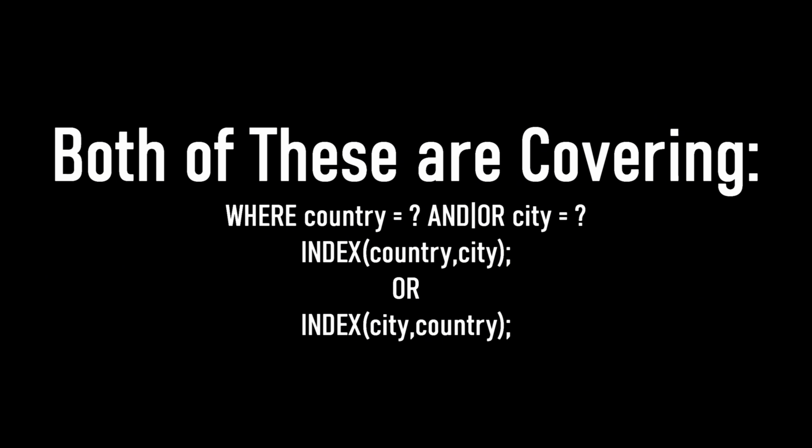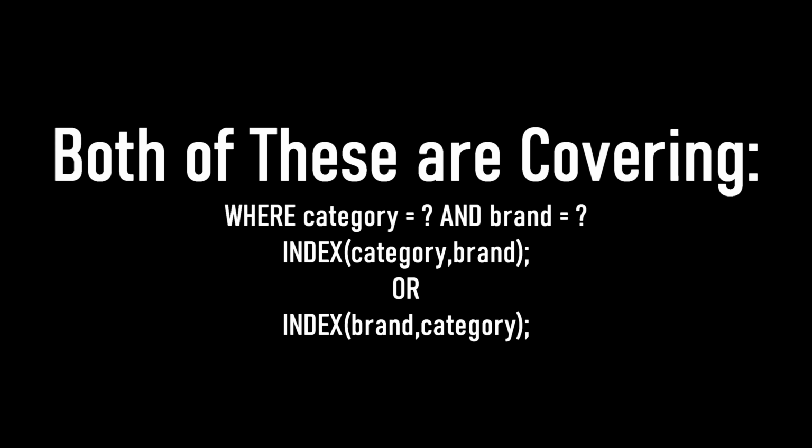A covering index is in use when we create an index that includes all of the columns a query needs, and when a covering index is in use, the database only reads the index, skipping the data in the table, making the query much faster.